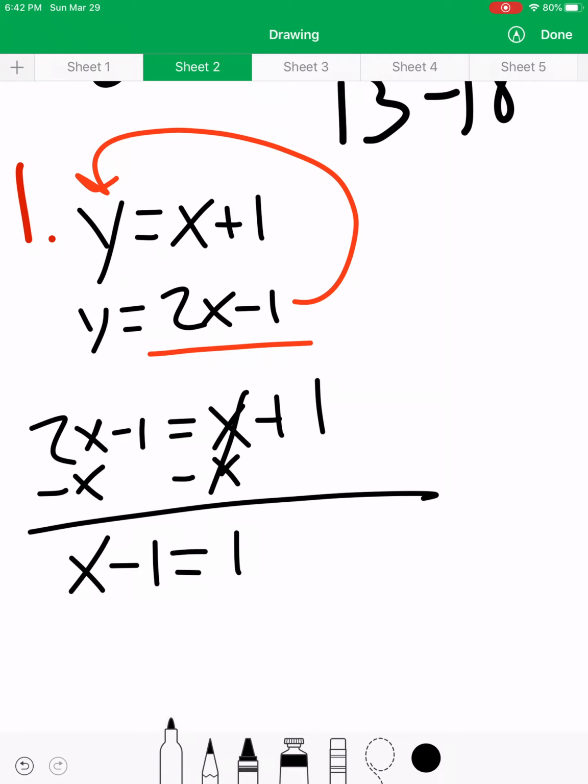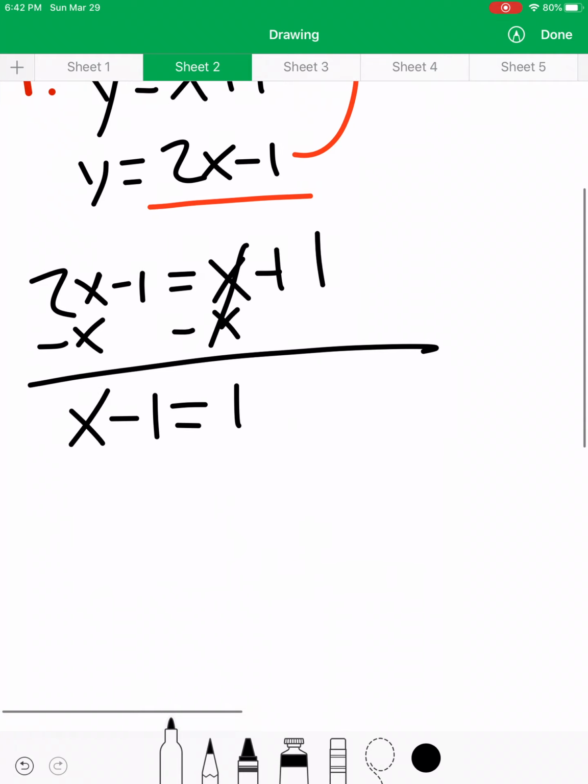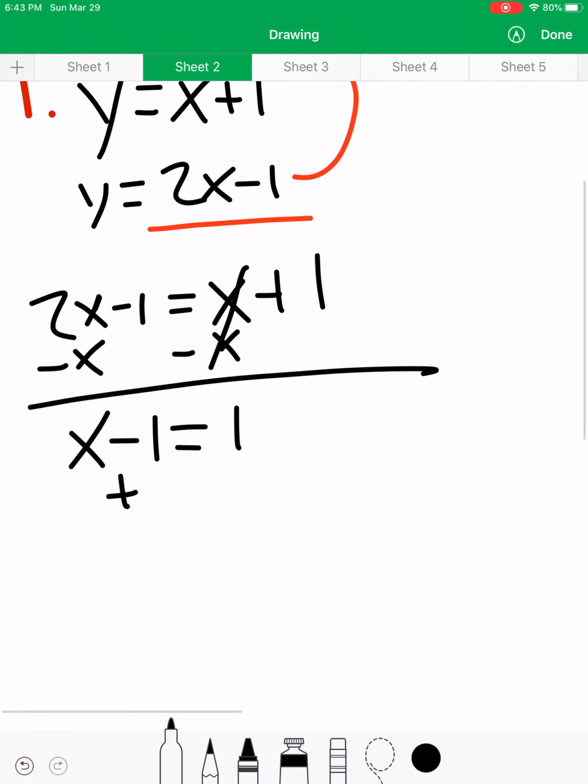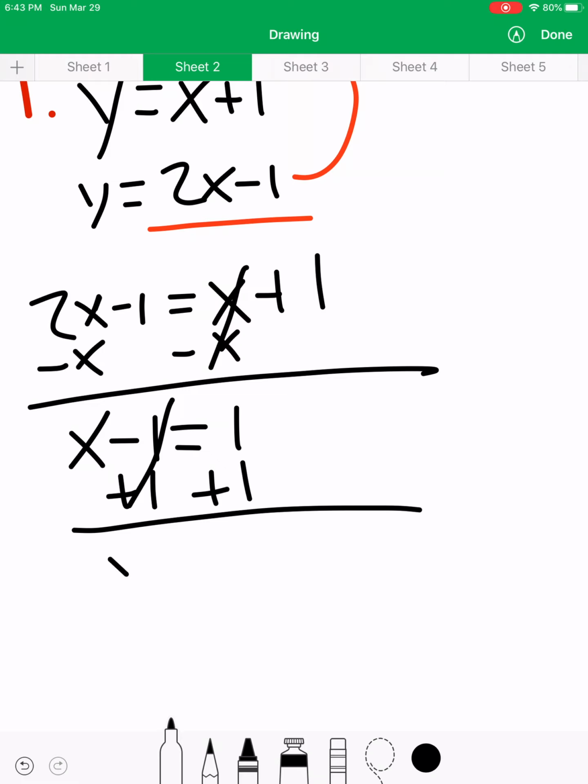Start on the side of the variable. Move the number without the variable by performing the opposite operation. We're going to do plus 1, plus 1. Those guys go away. x equals positive 2.